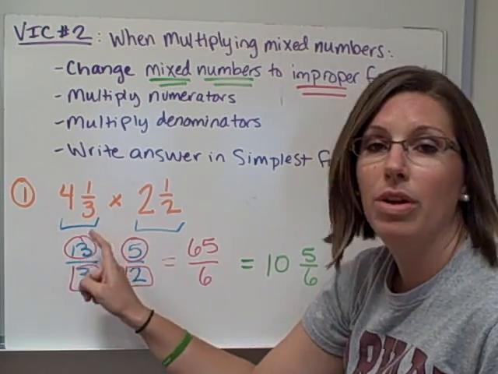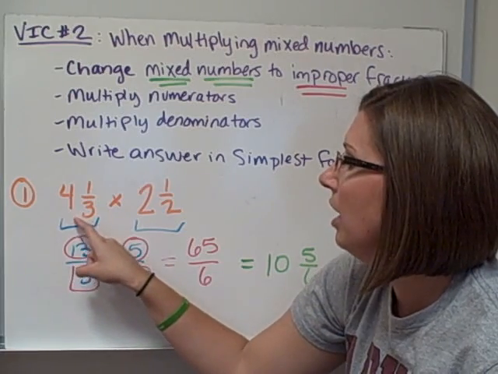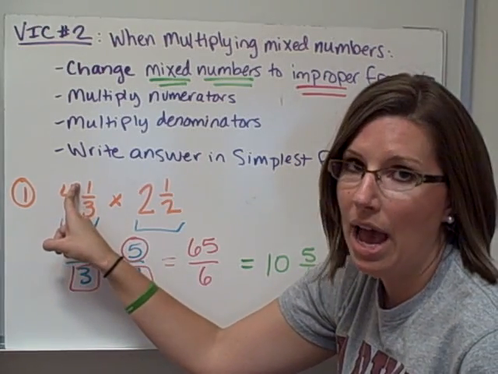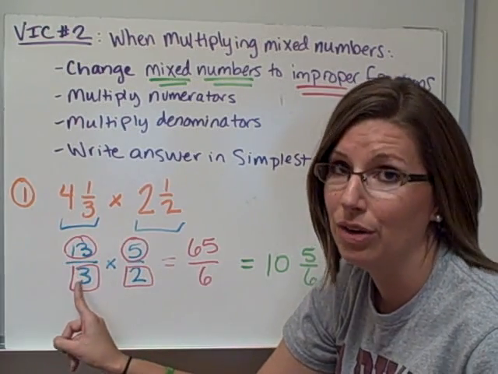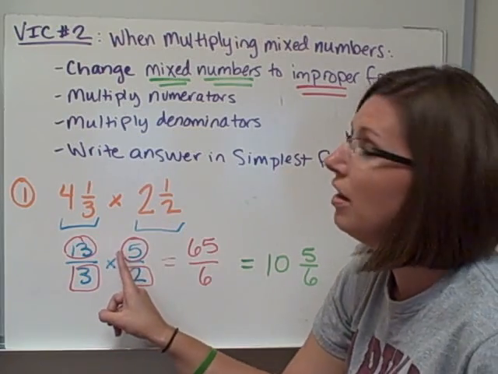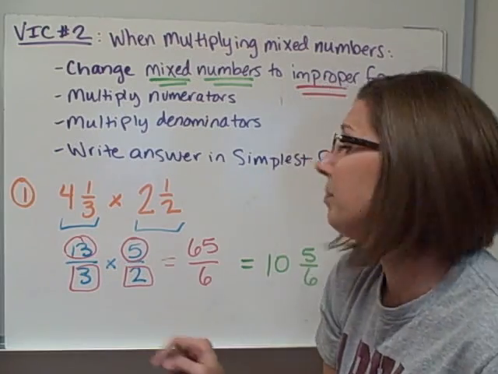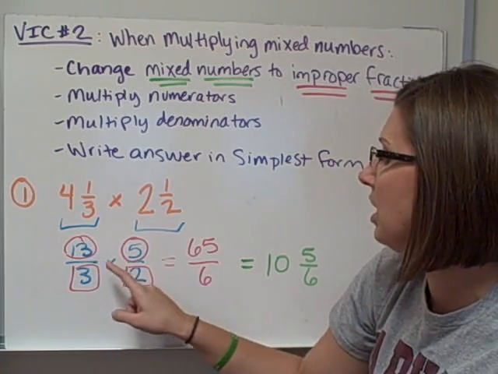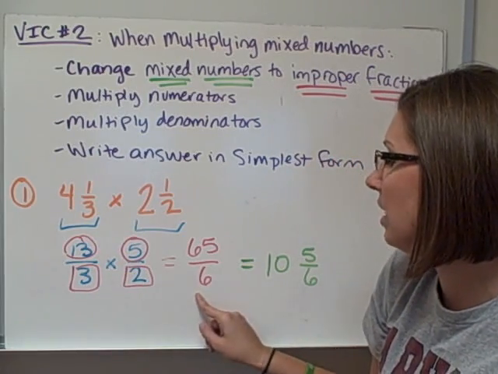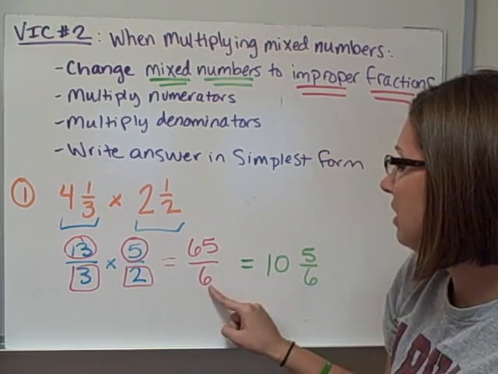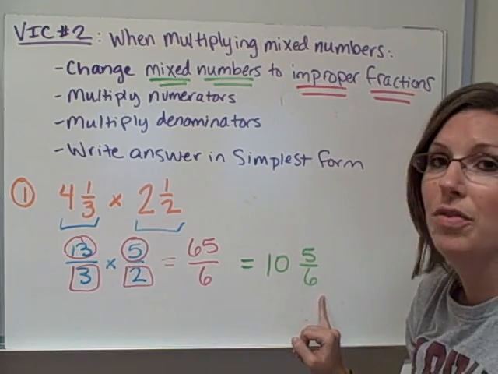I've got to change the 4 1/3 to an improper fraction. To do that, I multiply 3 times 4 and get 12, and add 1 to get 13. So my 4 1/3 becomes 13/3. My 2 1/2 becomes 5/2. Now I go through the steps that I've used before. I multiply the numerators. 13 times 5 is 65. I multiply the denominators. 3 times 2 is 6, and then I reduce. 6 goes into 65 10 times with a remaining 5/6 left over.